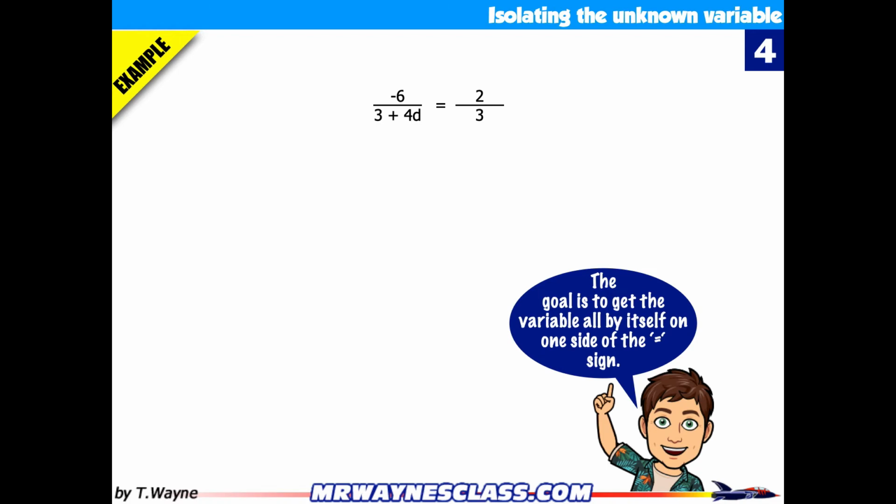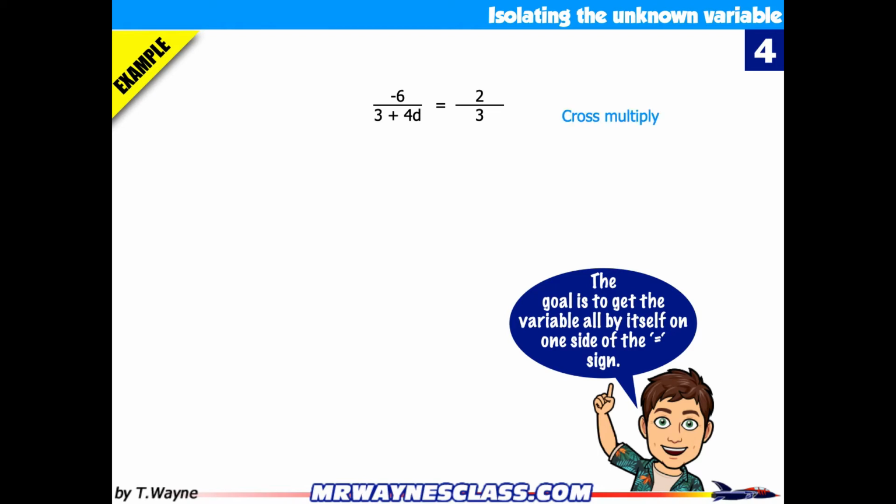This is a video example showing you how to isolate the unknown variable. So in this case, my variable is d, and I'm trying to get d all by itself on one side of the equal sign. So my final equation will say d equals something. When I look at it, d's in the denominator of the fraction. Now I've got to get it out of the denominator. To do that, I'm going to cross multiply.